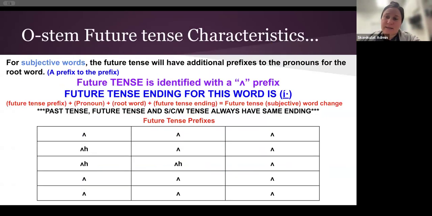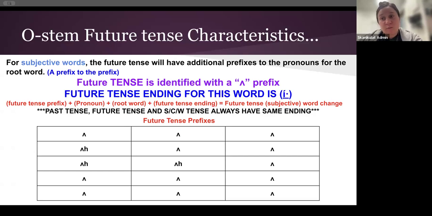But I'm going to go to the next slide so you can see what the future tense prefixes are and the patterns. For subjective verbs, the future tense will have additional prefixes to the pronouns. The future tense is always identified with a caret, and the ending for this is the I. But basically, how do you get your future tense verb?